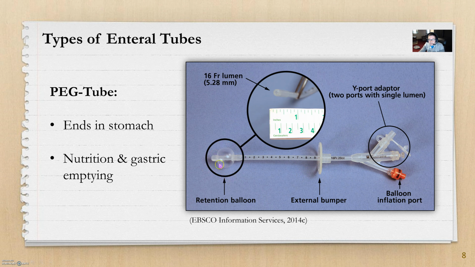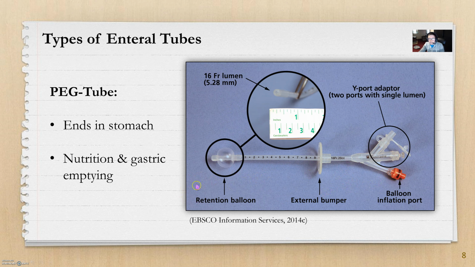And then you see this retention balloon. This is what keeps this tube in. I didn't mention it with the nasogastric tubes, but those are usually anchored with a piece of tape on your nose. While these, it's very different. These are actually surgically placed, and they're anchored with this balloon and these external bumpers. You usually want a little give here, otherwise you can have some complications, but this portion of the tube goes right through the skin and goes directly into the stomach.